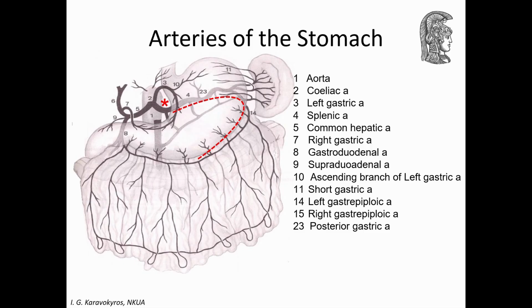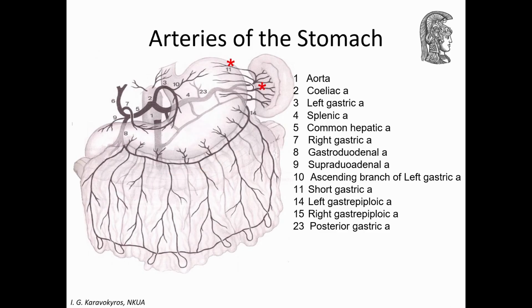The third branch of the celiac artery, the splenic artery, courses dorsally and cranially to the pancreas to give the left gastroepiploic artery. This, in turn, travels along the great curvature supplying the stomach and omentum. Anastomosing with the right gastroepiploic artery, it creates another arterial arcade.